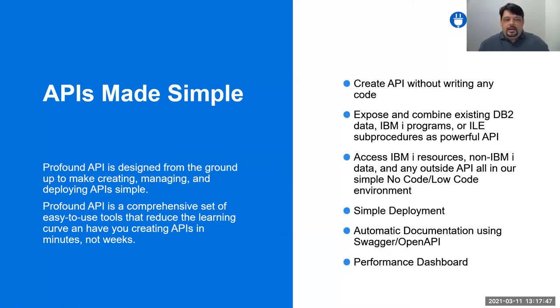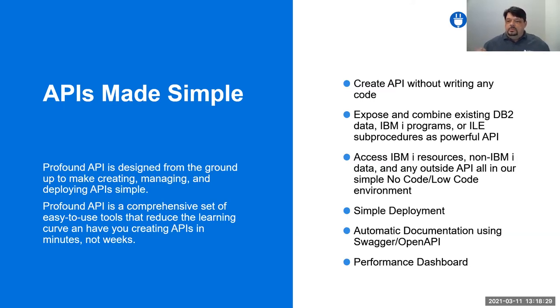So the idea behind Profound API is we've taken the idea of API on IBM i, or honestly on any type of platform, and we decided to simplify it. As the slide says here, it is designed from the ground up to make creating, managing, and deploying API simple. That's the mission statement of Profound API. So what does that mean? It means we're going to be able to create API without writing a single line of code. We're going to be able to expose our existing IBM i resources, whether they be programs, sub-procedures, data areas, DB2 data. All of that is going to be easily accessible as API.